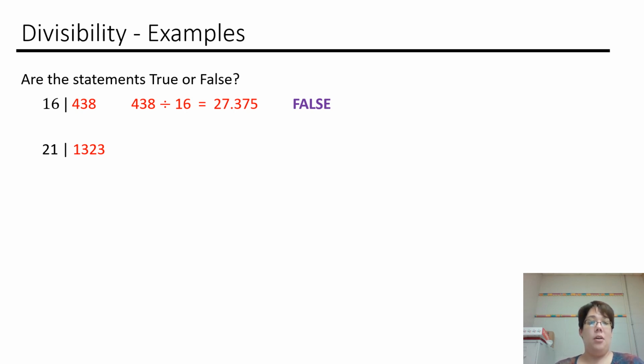Okay. Now let's look at the next one. So 21, does 21 divide 1323? So we're going to take that 1323 divided by 21. We get a nice, pretty answer of 63. So in this case, that is true. So those examples in your homework should be, grab a calculator, and they should be fairly straightforward.